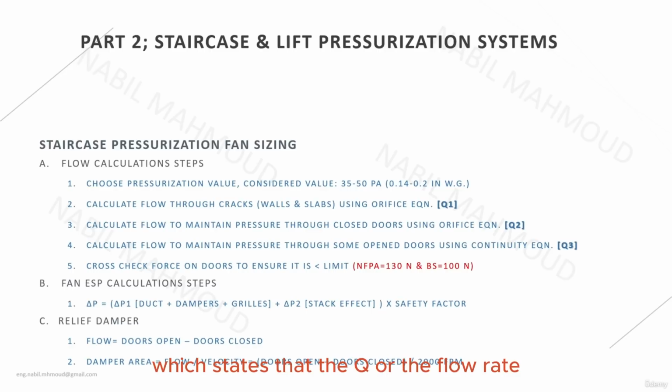After this, I'm going to size the grills and the dampers based on the continuity equation, which states that the Q, or the flow rate, equals the area multiplied by the velocity. I have the velocity of the air outlets and the damper, and I have the flow rate, so I can easily calculate the required area, and then I will enter any catalog and select the sizing from the catalog based on this effective area.